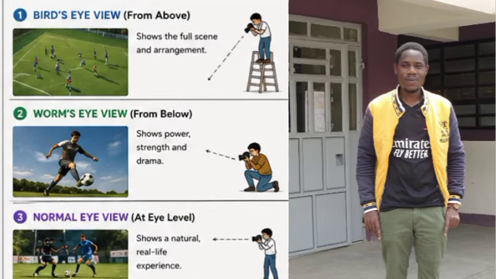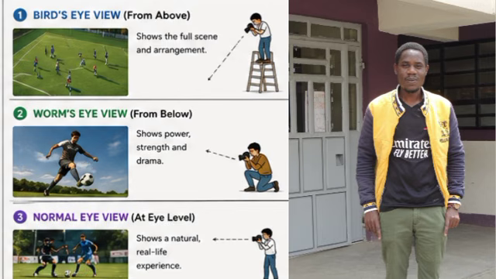Then, when you talk about the worm's eye view, this photo is taken from below looking upward. Take, for example, an earthworm which is down on the ground looking up. So here you can pretend that you are down on the floor, then your focus is up in the sky. What it shows is power, strength, importance, and drama.